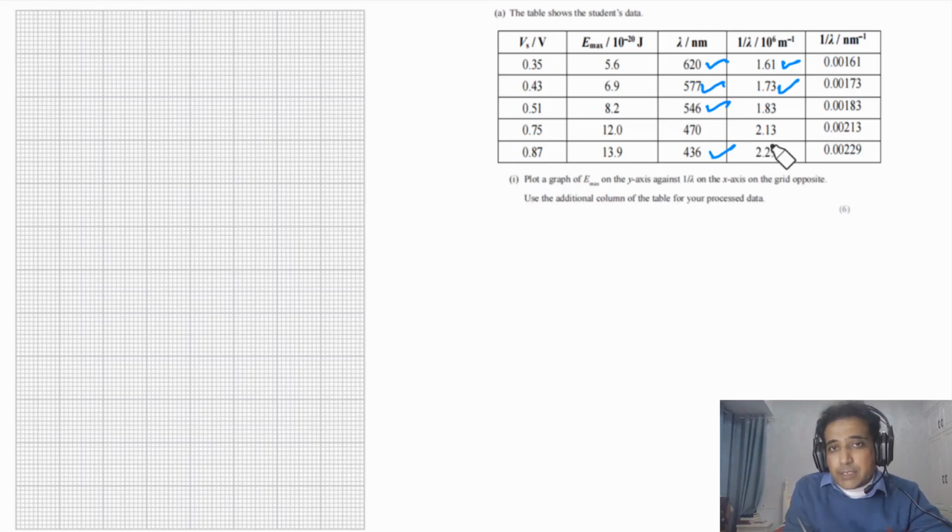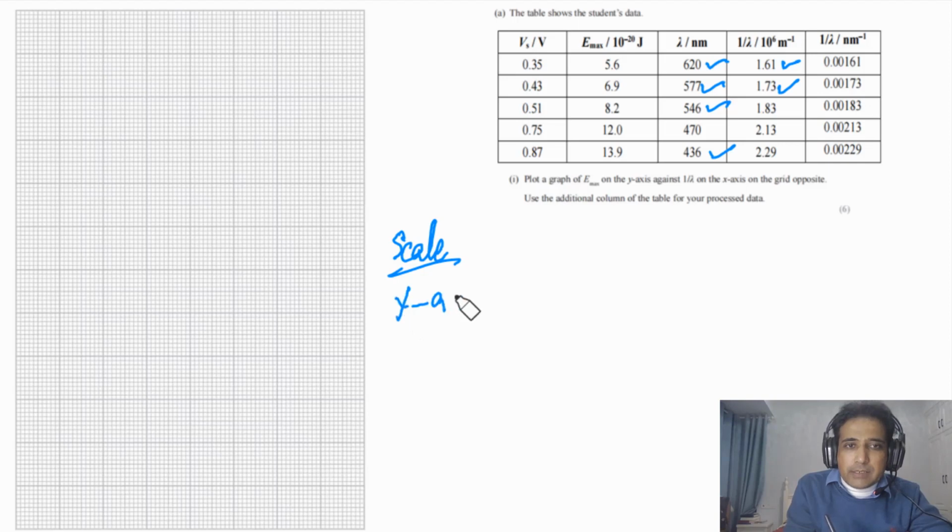Now we need to sketch the graph. Sketch the graph, Emax on the y-axis, 1 over lambda on the x-axis. So the first thing is the scale. Actually, scale is very important. Scale for the y-axis. So we have the maximum value, that is here, and this one is the minimum value.